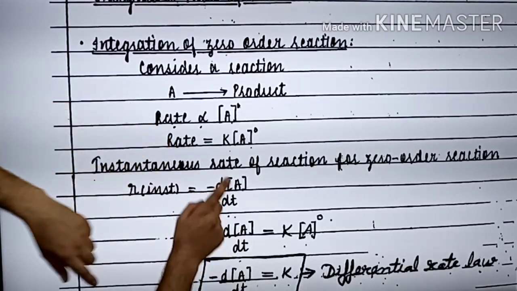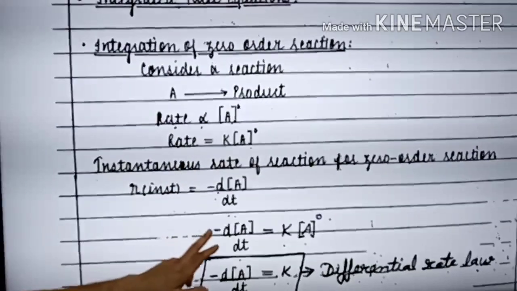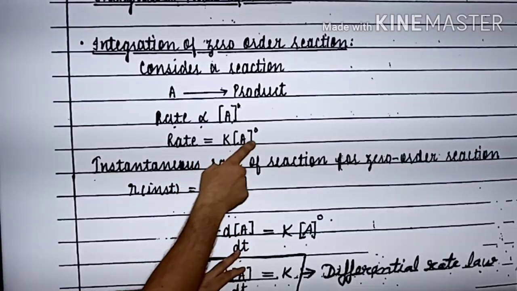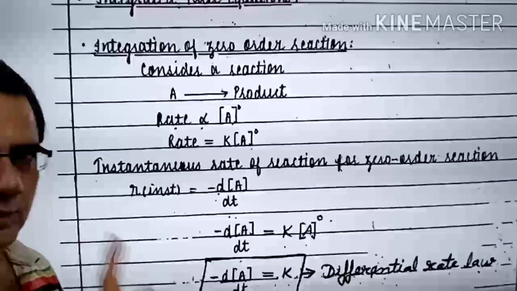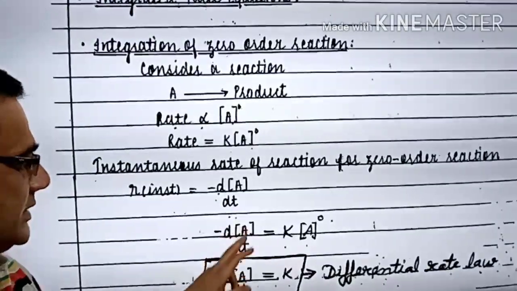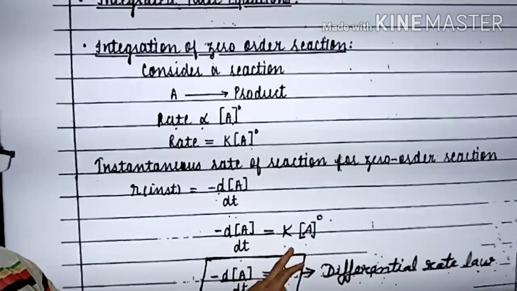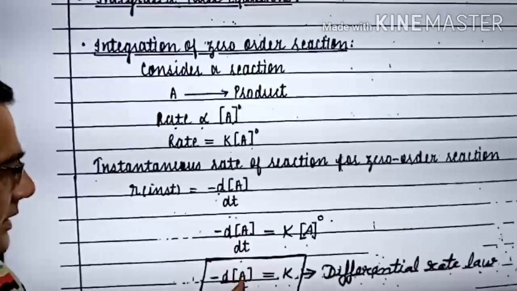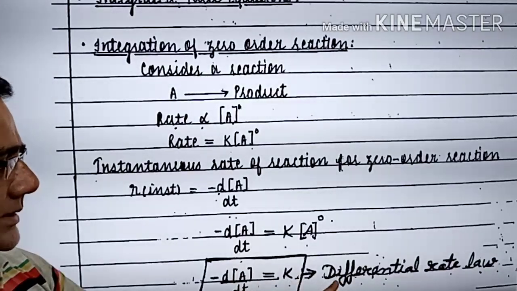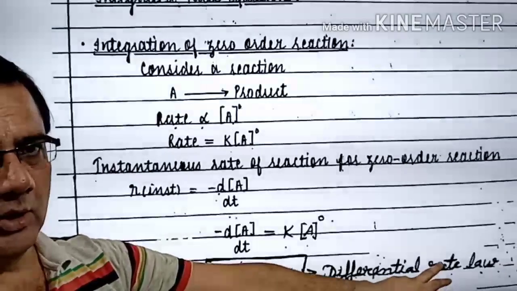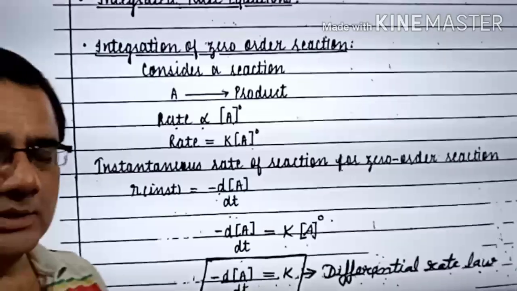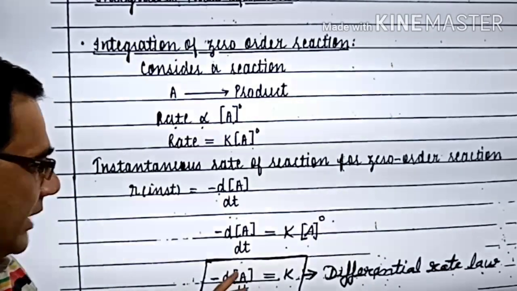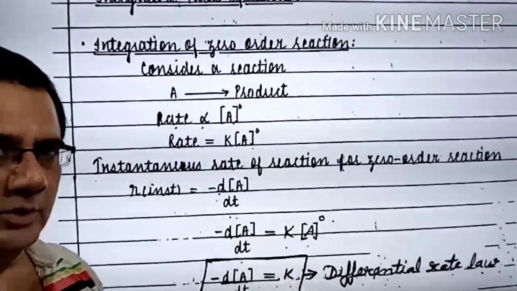Now you see, putting this value into this equation, we get minus d[A] upon dt is equal to k [A] power 0, and [A] power 0 is equal to 1. So it will be minus d[A] upon dt is equal to k. So you will get the expression minus d[A] upon dt is equal to k, that is called differential rate law. So one more question, write the differential rate law for zero order reaction. Then you have to write minus d[A] upon dt is equal to k. Now we go further.